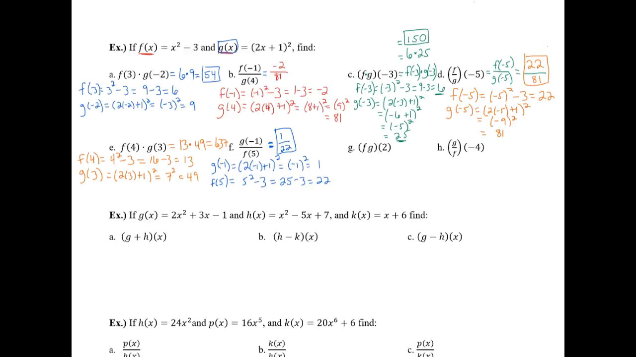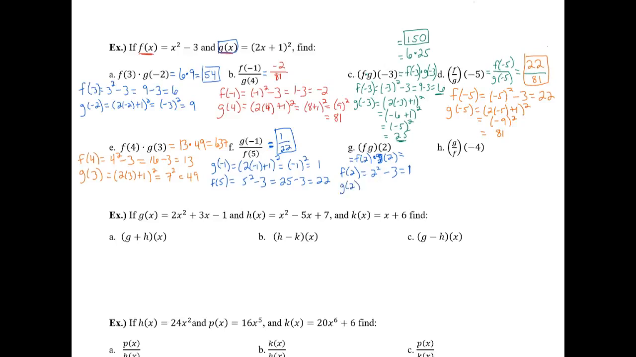Alright, part g here. Now remember, f times g of 2 is the same thing as f of 2 times g of 2. We're just plugging in 2 into function f and then multiplying it with plugging in 2 into g. So I need to find f of 2, which would be 2 squared minus 3. 2 times 2 is 4. 4 minus 3 is 1.